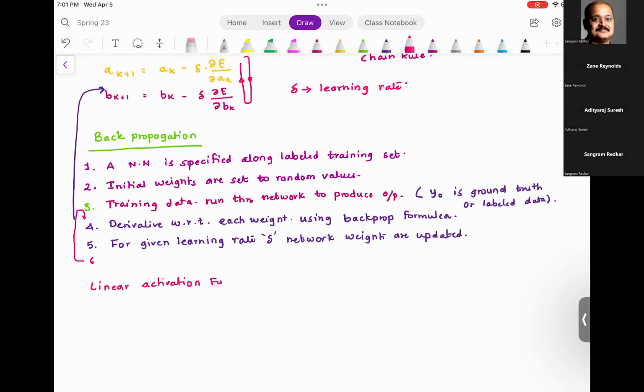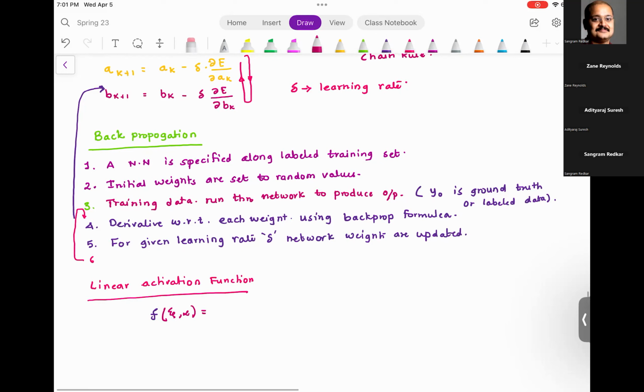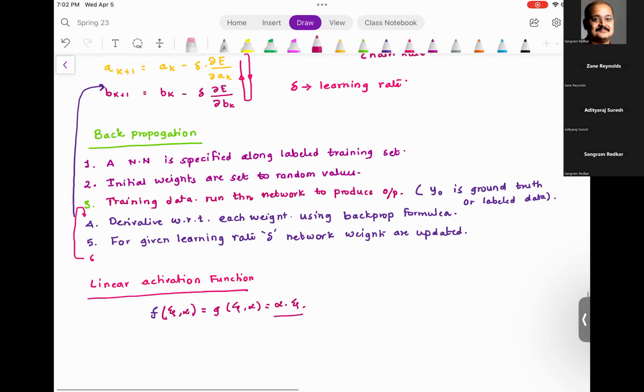So, linear activation function. This linear activation function is given as f of... so this linear activation function is a function which is alpha, and I'm going to approximate this whole thing as equal to alpha multiplied by zeta. So my linear activation function is given by this.